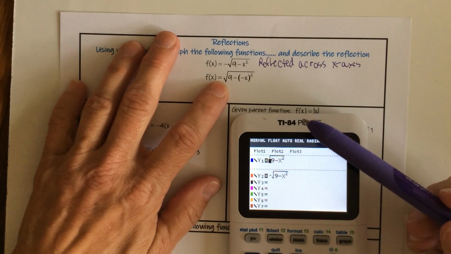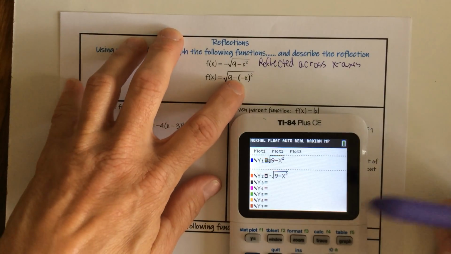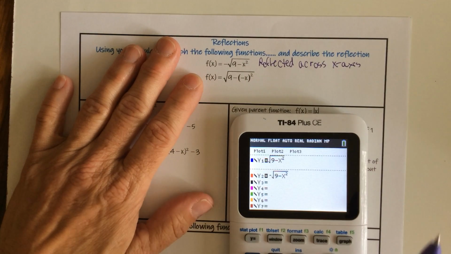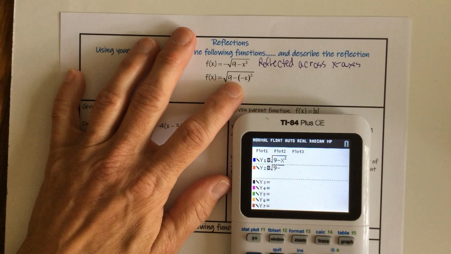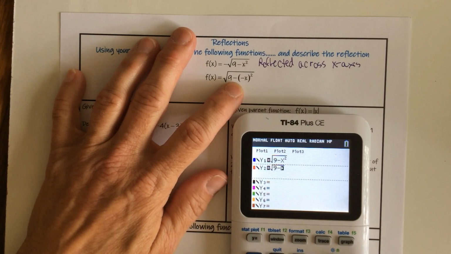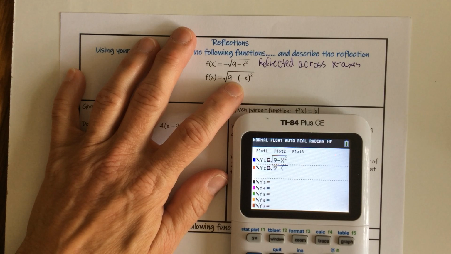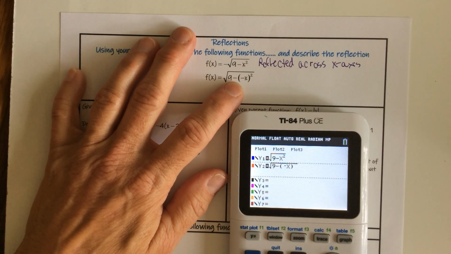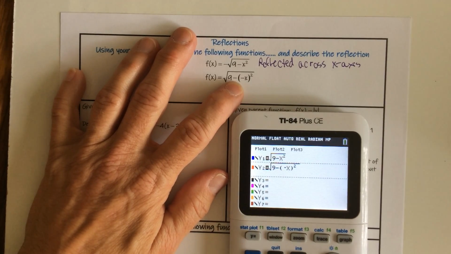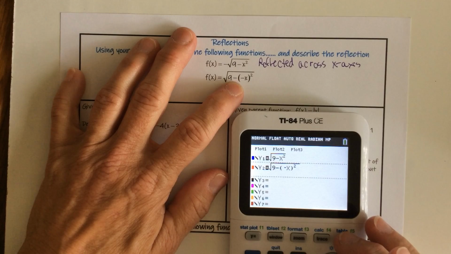Okay, so now let's take a look at the square root of 9 minus the opposite of x squared. So now we have the square root of 9 minus, and now we're looking at the opposite of x, so I'll have to open parentheses and type in my negative, not subtraction, but negative x, close the parentheses, and square it. Okay, so now when we graph, I will press graph, and look what happens.